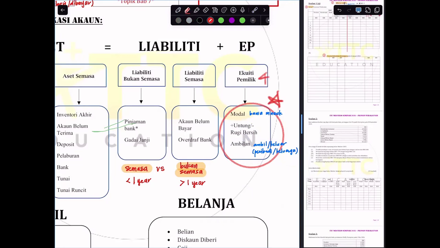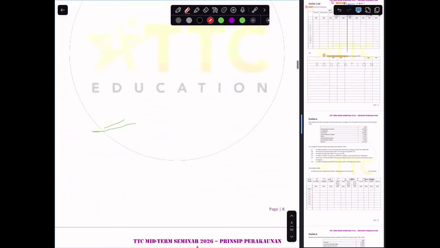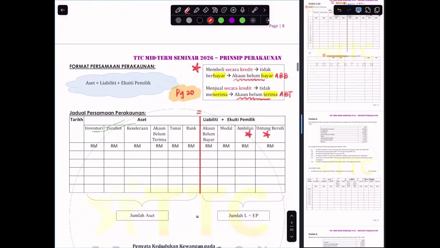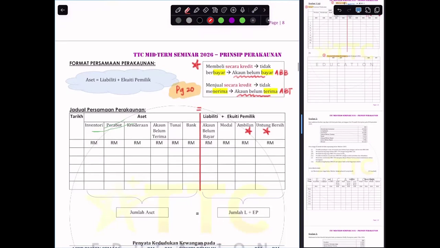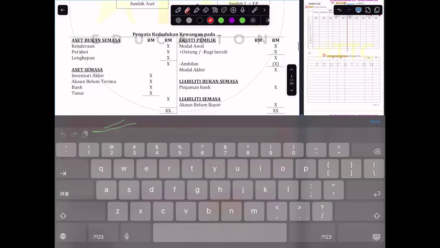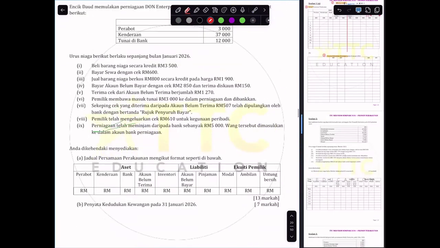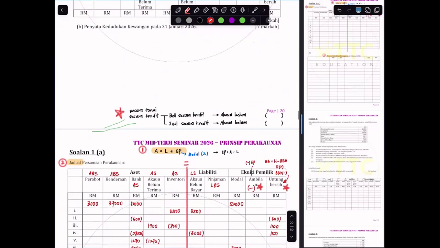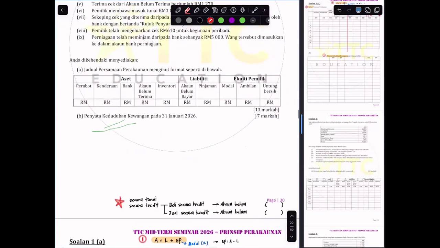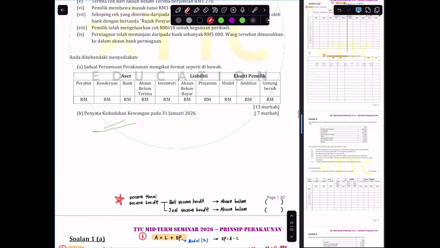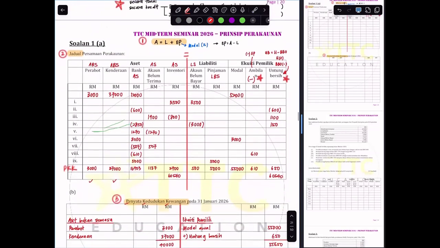Okay? Then that's all the classification recap. Now let us go to persamaan account. But for persamaan account, because I want to save time, I will straight away discuss and explain by using questions. So let's go to page number 21.